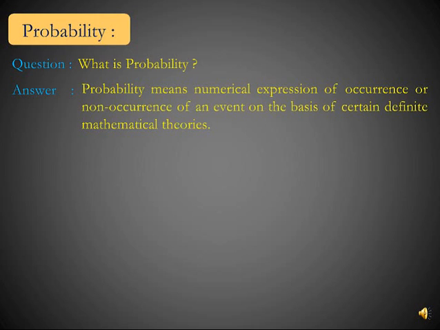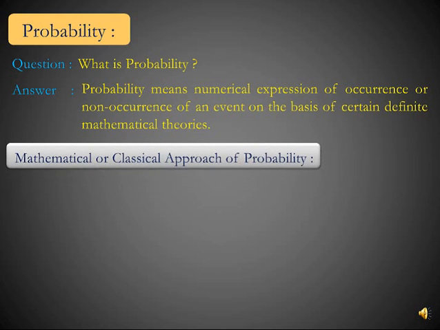Probability means numerical expression of occurrence or non-occurrence of an event on the basis of certain definite mathematical theories. So, probability means when we use certain definite mathematical theories and we say that the chance of the coming of this event is so and so, it means we are doing probability. Now, mathematical or classical approach of probability. This is the oldest and simplest approach in measuring probability.